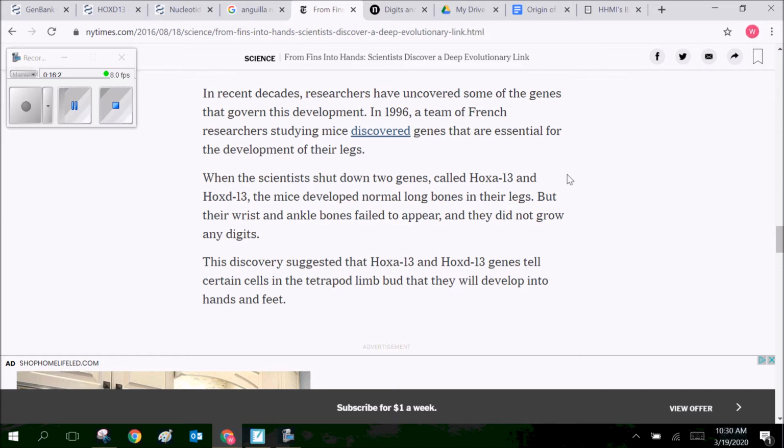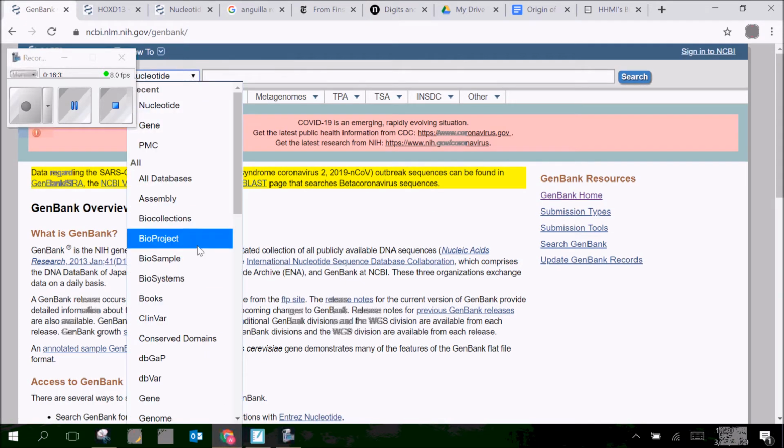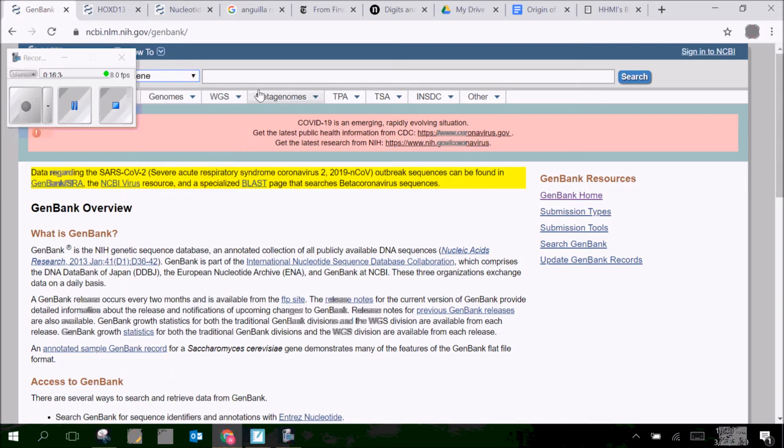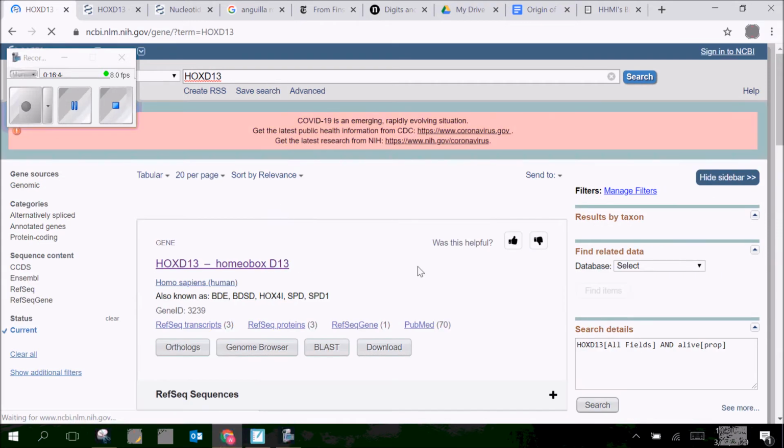And I was like, oh, that's so cool. I wonder if I could find those on Genbank. And so I went to Genbank, and I went to gene because we're looking for a gene here, and I typed in HOXD13, and I hit enter. And sure enough, here it came, homeobox D13.